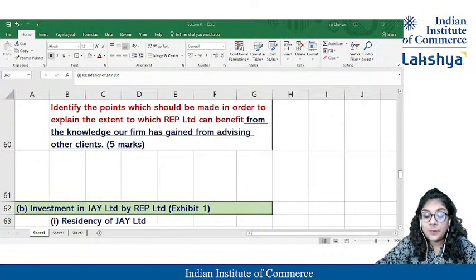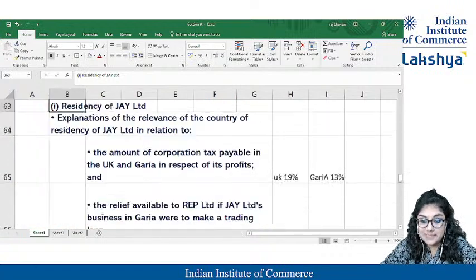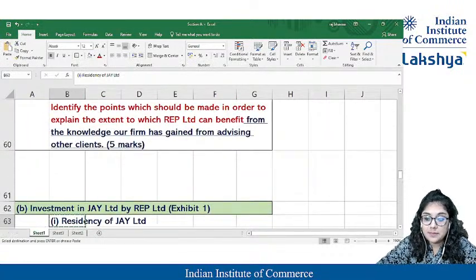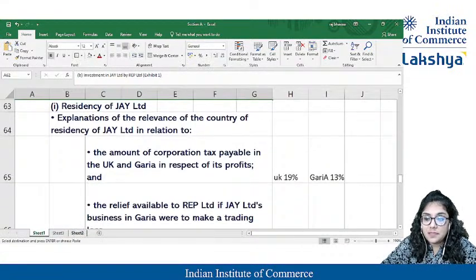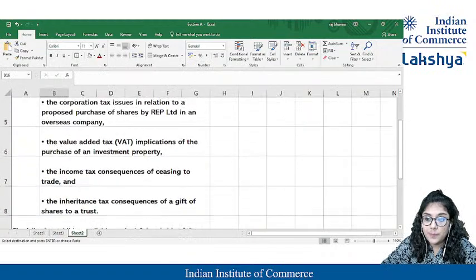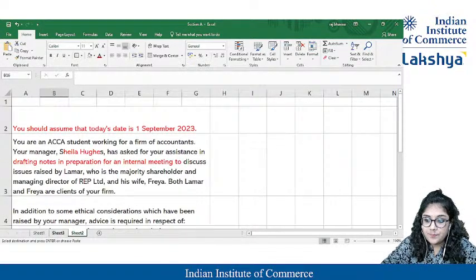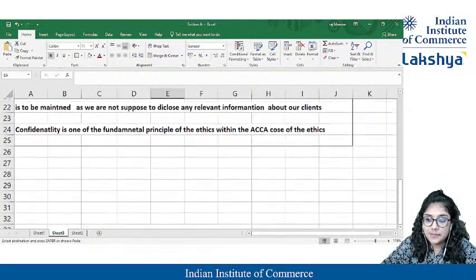Now they have asked us about the investments in Jai Limited. Let me copy the question. Let me write the question. And in that, students, they have tested us on two parts. And this is my first answer. I'll just write it down.